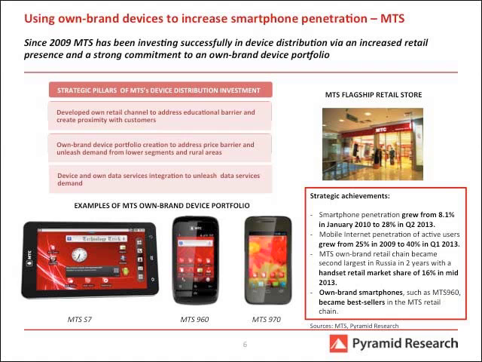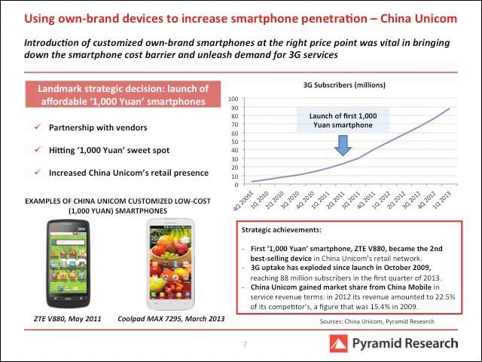Now, let's go on to the next slide and briefly describe the case of China Unicom. It would be better to call these co-branded devices, because most of the devices that I will describe here have both the logo of China Unicom and the handset manufacturer on them.